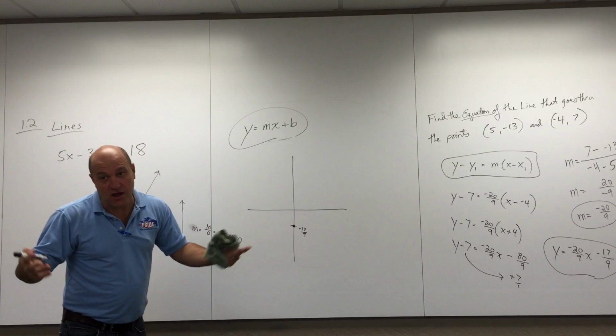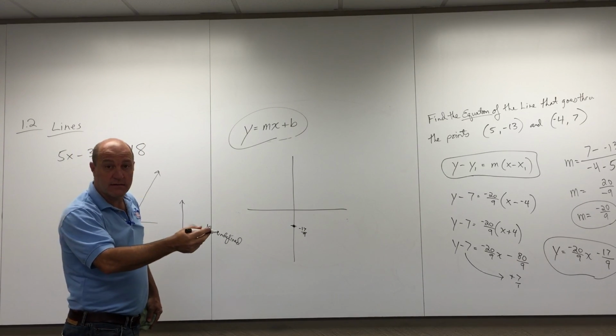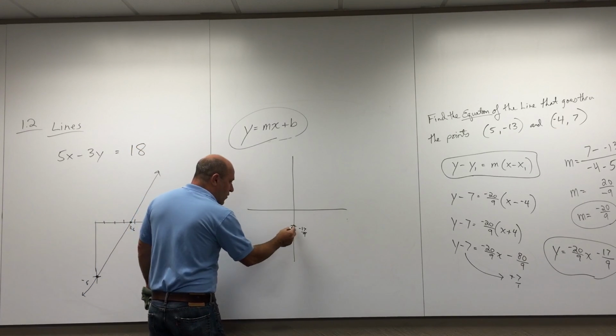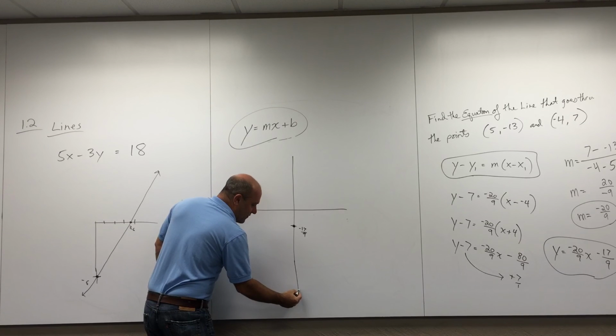Anyway, negative 17/9. And then what am I going to do? I'm going to count my slope. I'm going to go down 20 and over 9. My slope is down 20 and over 9.